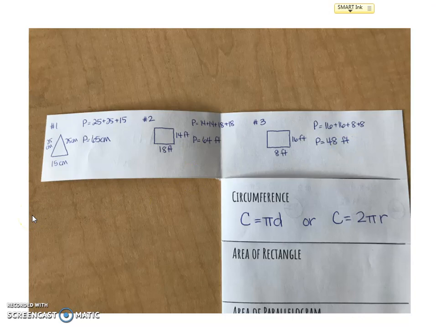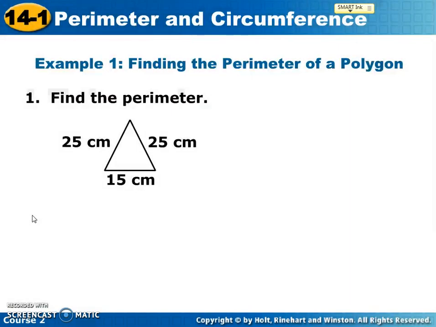Okay, so let's write down those examples as we go here. So here's example number 1. Find the perimeter. Okay, go ahead, draw a triangle, label your sides 25 centimeters, 25 centimeters, and 15 centimeters. All right, and what work do we need to show here?